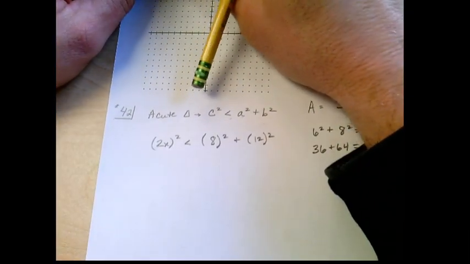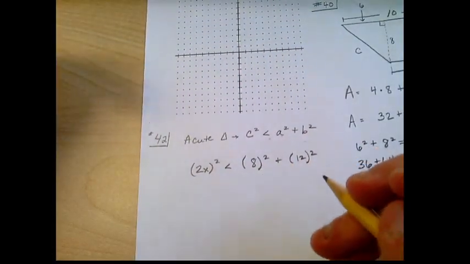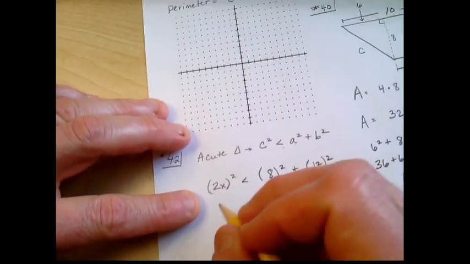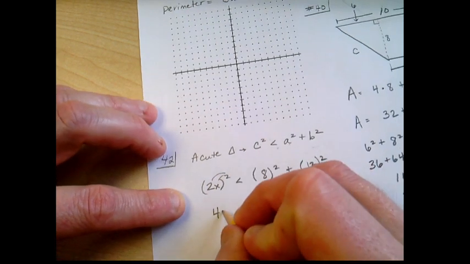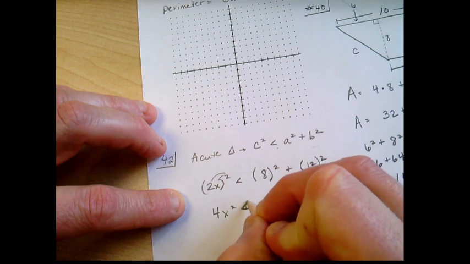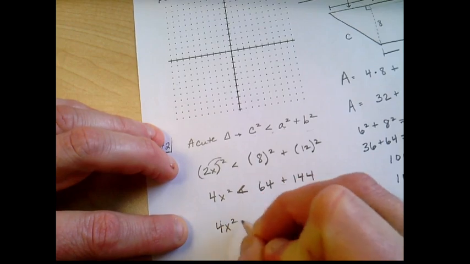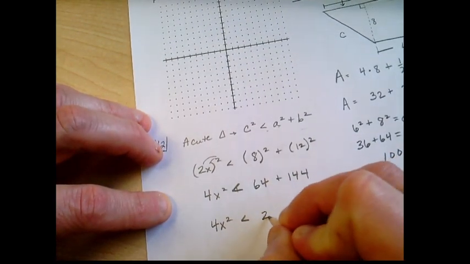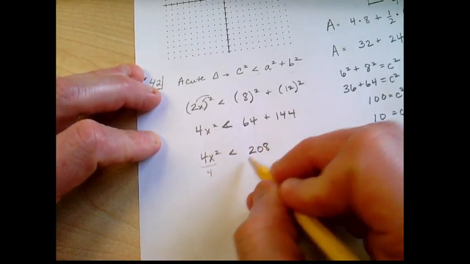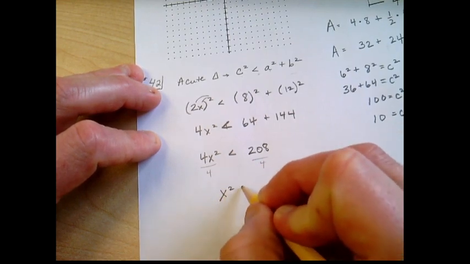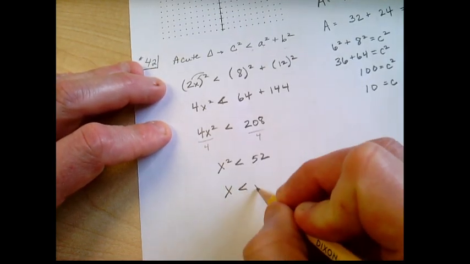Okay. So if we apply this here, if I work this out, we should be able to figure out what possibilities we could use for x that would form an acute triangle. So if we square 2x, and we're squaring both of these here, I get 4x squared, and I gotta go less than here, 64 plus 144. If I add those together, I get 208. Okay, so I'm gonna divide both sides here by 4 to get x squared by itself. That gives me 52.